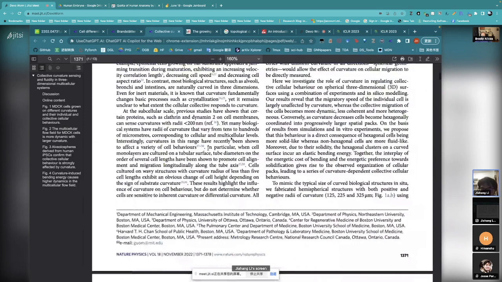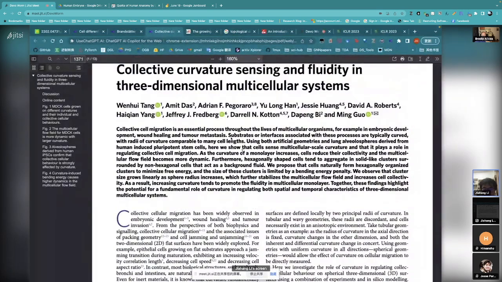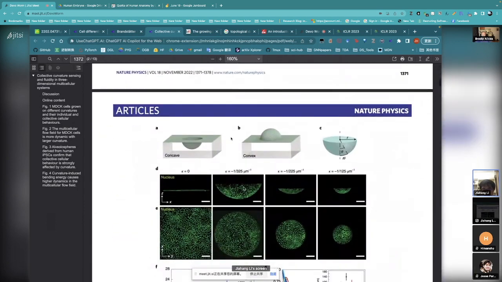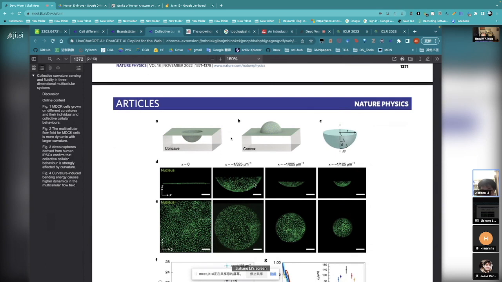And this is another paper, also introduced in the group meeting before. I think this paper wants to say that collective cell migration is a very important process, and the substrate or interface of this process is typically curved. For example, if you look at this picture, the substrate is maybe a semi-sphere, and these substrates are curved.